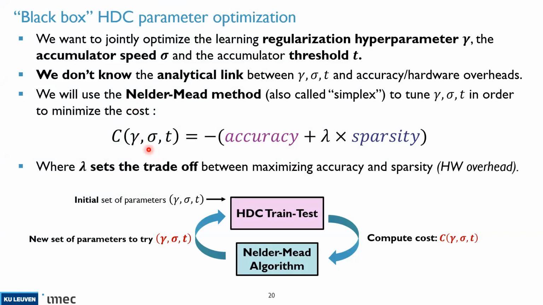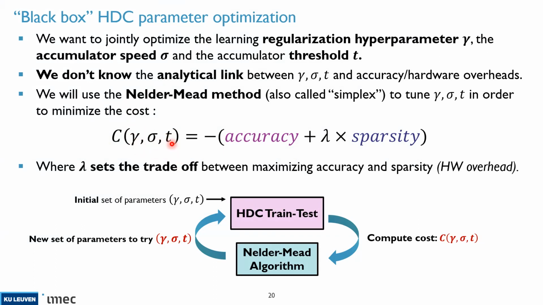So, as I said, we have these gamma, sigma, and t parameters. Combating overfitting with gamma, sigma the speed of the accumulation, and t the threshold. And of course, setting them is highly challenging. What we want is a higher order optimization process that would learn them as well. But here, we don't really have an analytical link between how these gamma, sigma, and t parameters impact our objective, so what we want to achieve with our system.